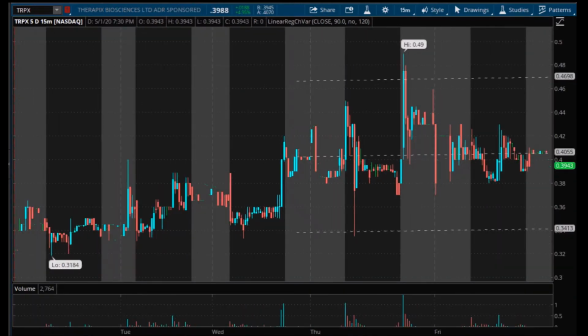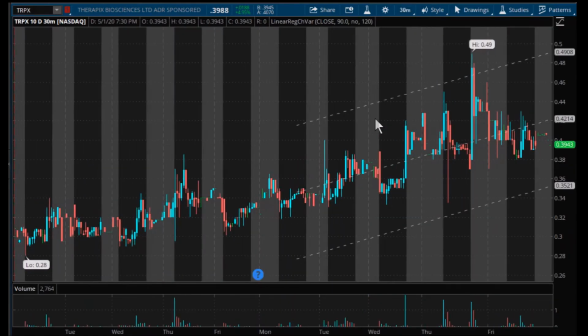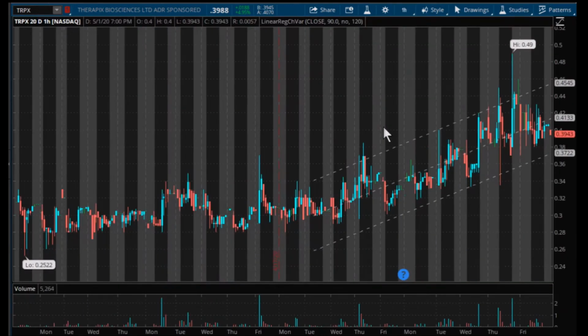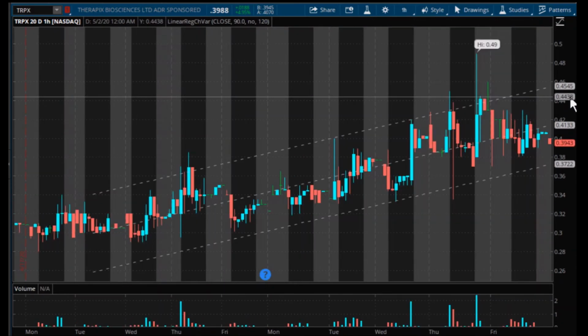TRPX, and it doesn't look like a whole lot right there. It looks like it's ranging pretty much. If we go to the 30-minute, it looks a little different. And if we go to the 1 hour, it's all within the range pretty much.